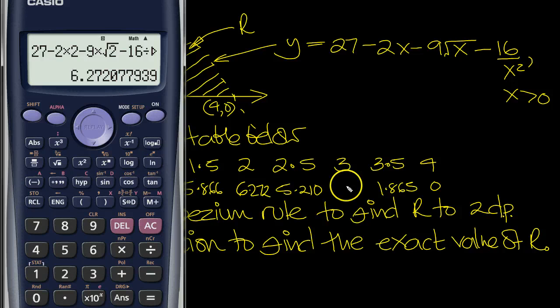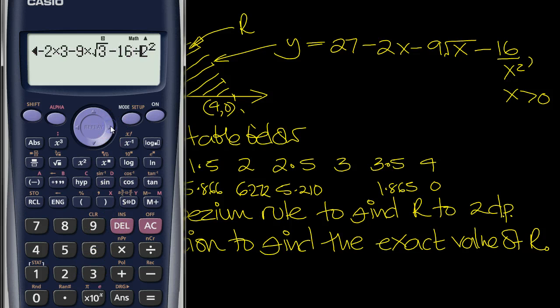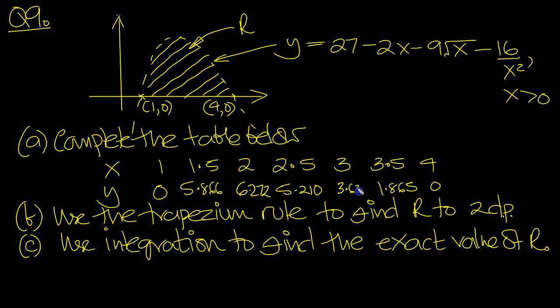Okay, now we need to work out the value at 3. So go back and put these x values as 3 now. 2 times 3 minus 9 root 3 minus 16 over 3 squared equals 3.634. 3.634 is there.